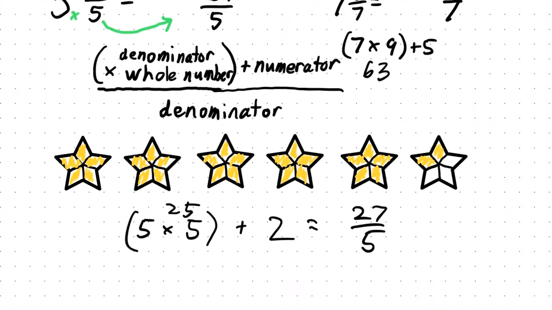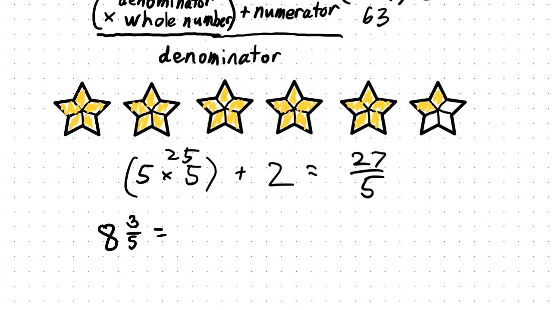And we'll just do one more just to show you. How about 8 3/5? That's going to be 5 times 8, a little bit neater, 5 times 8, and then we're adding the 3, right? 5 times 8 plus 3. So 40 plus 3 would give us 43, and we keep that over 5. Quick and simple, and much easier than drawing 8 or 9 shapes and cutting them into fifths.